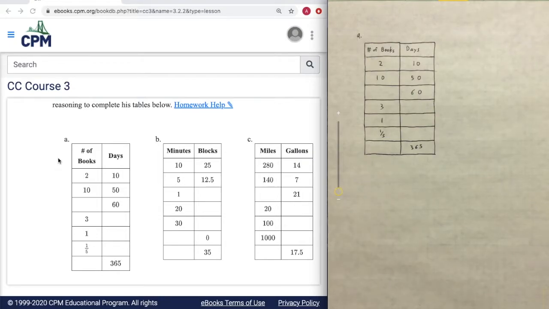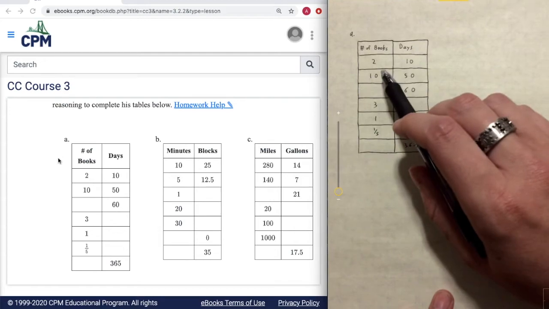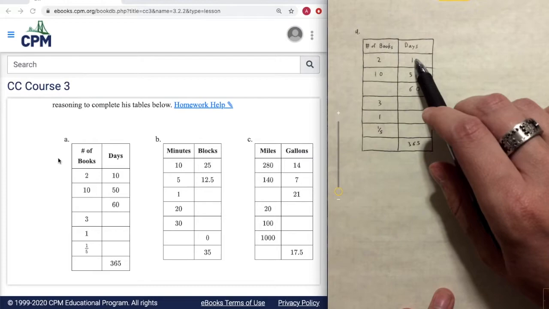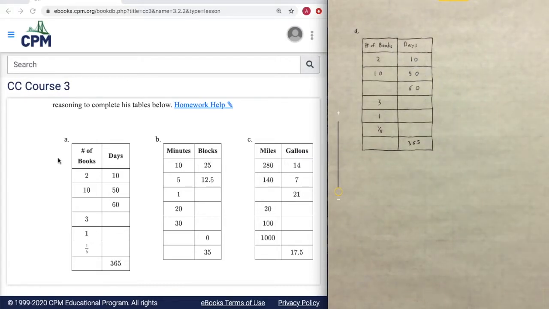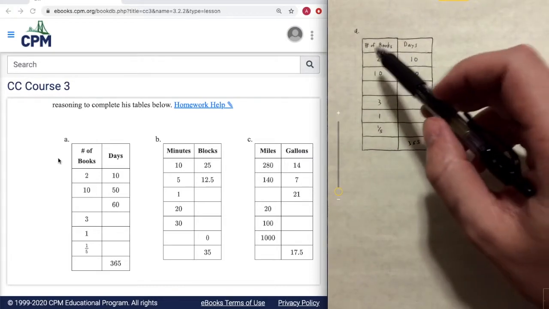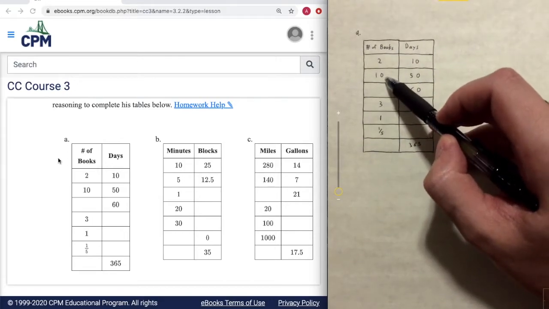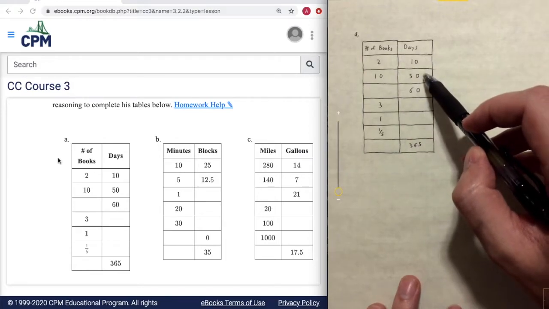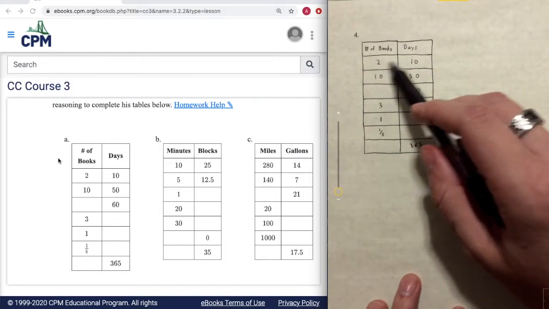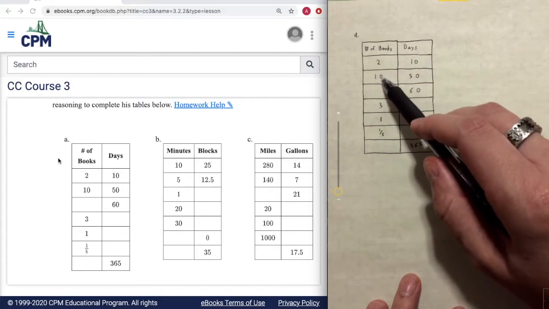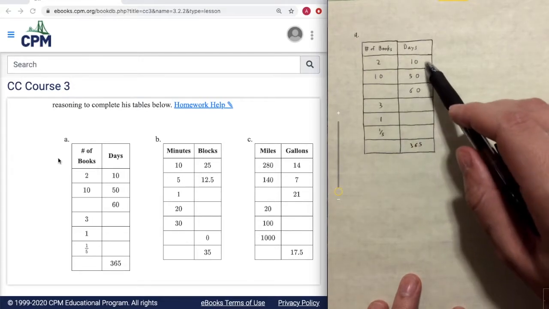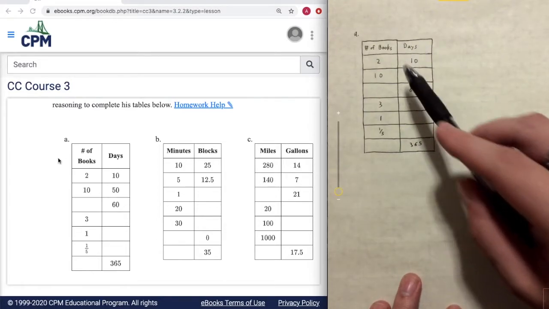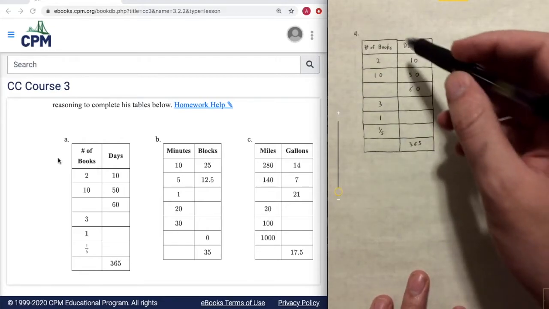problem part A here. So we know that for Mr. Wallace to read 2 books, it's going to take him 10 days. So proportional reasoning is just kind of like, well, if he was to read 5 times more books, so 10 books, it should take him 5 times as long to do that. So 2 books takes 10 days, so then 10 books, 5 times more, should take 5 times more time as well, so 50 days.